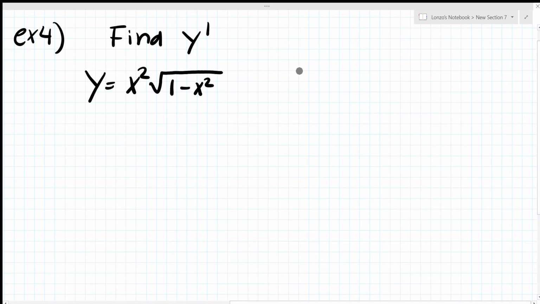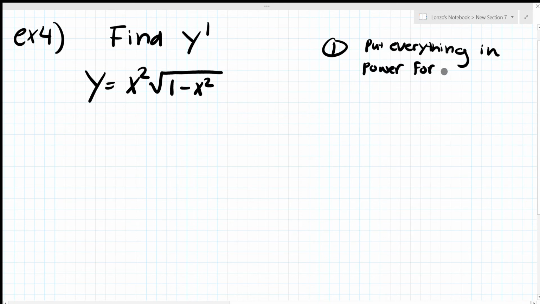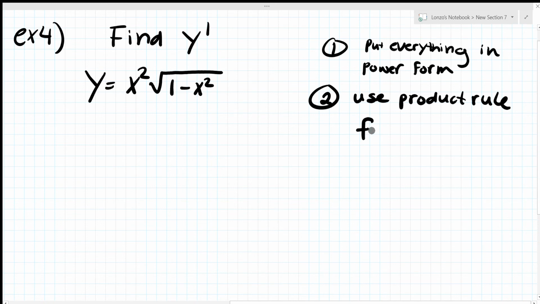For this one, I'm going to put everything in power form. Yeah, that's my first step. And then I'm going to use the product rule for this one. I'm going to use the chain rule, but in order to do the chain rule, you've got to use the product rule. So remember, the product rule is f prime of g plus g prime of f.